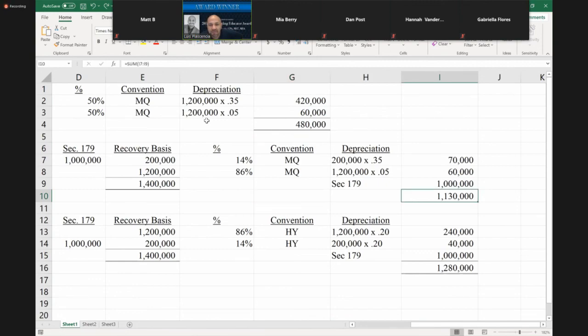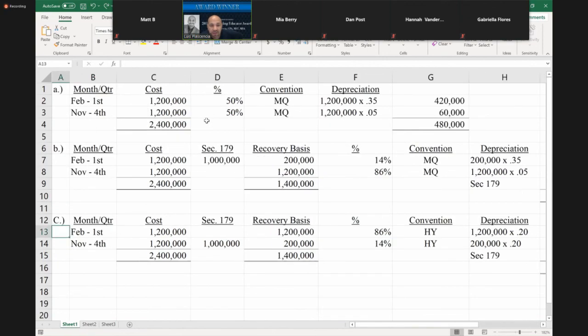So what happens if I use the section 179 in the last quarter? Keep in mind that the last quarter is what triggers the mid-quarter convention. First quarter didn't work, it just made it worse. But I'm going to use section 179 in the last quarter. So that flips these numbers, right? $200,000 in the last quarter, 1.2 million in the first quarter. 14% is less than 40%. What convention do I use now?